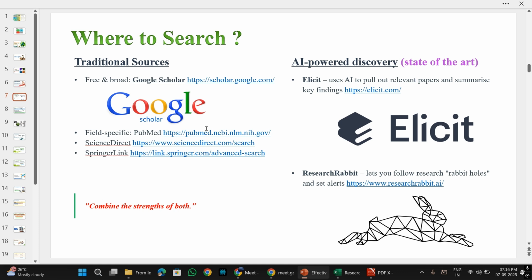Then, after 2021, there have been many AI powered discoveries that are also coming up. These are tools which are state of the art. New researchers as well as experienced researchers would want to use these AI tools to find more filtered and more customized literature. For this, you can go to Elicit or Research Rabbit. These are two such AI tools which you can use, Elicit and Research Rabbit.